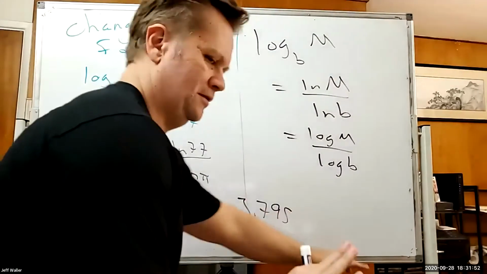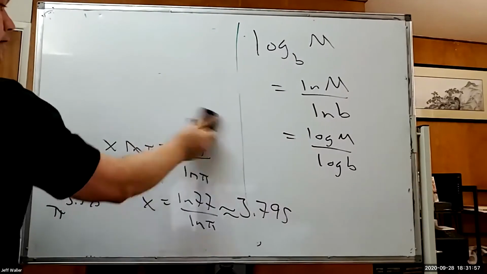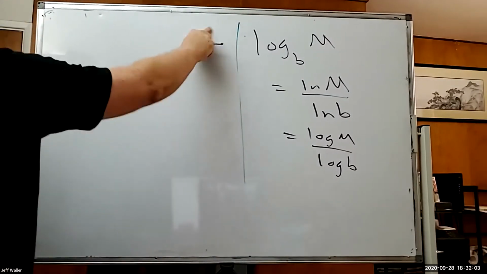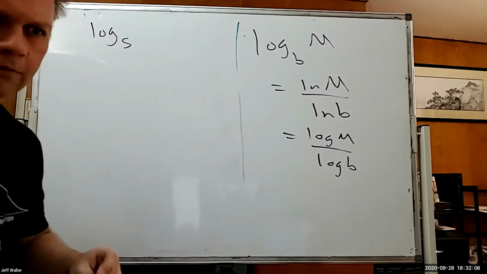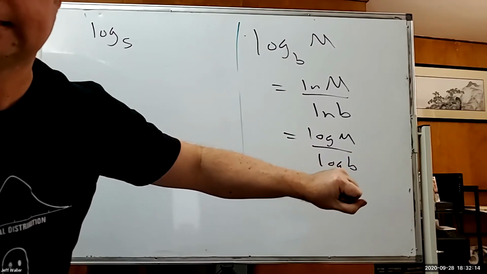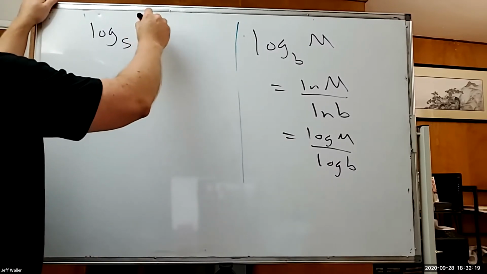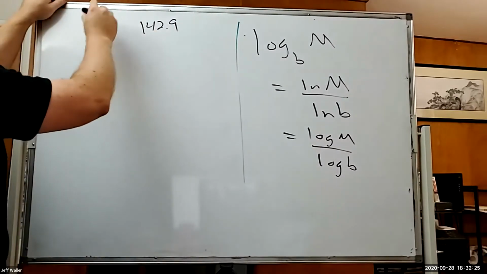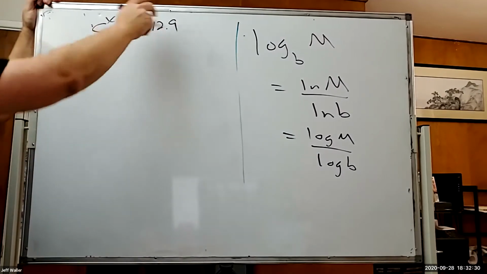So coming back, what was that problem we just did? Log base 5 of, what was the problem we just did over here? It was 142 point something. 142.9. Okay. No, so it wasn't that. It was 5 to the x. It was that. Okay.